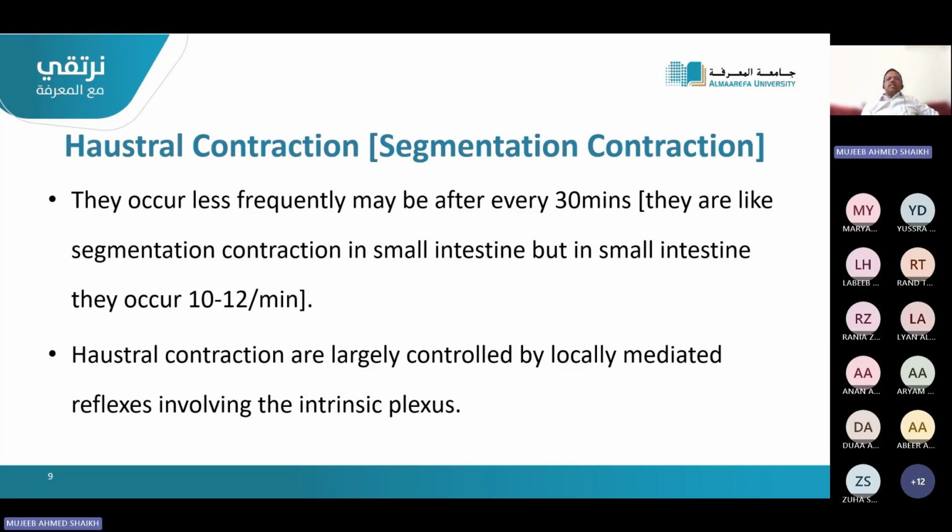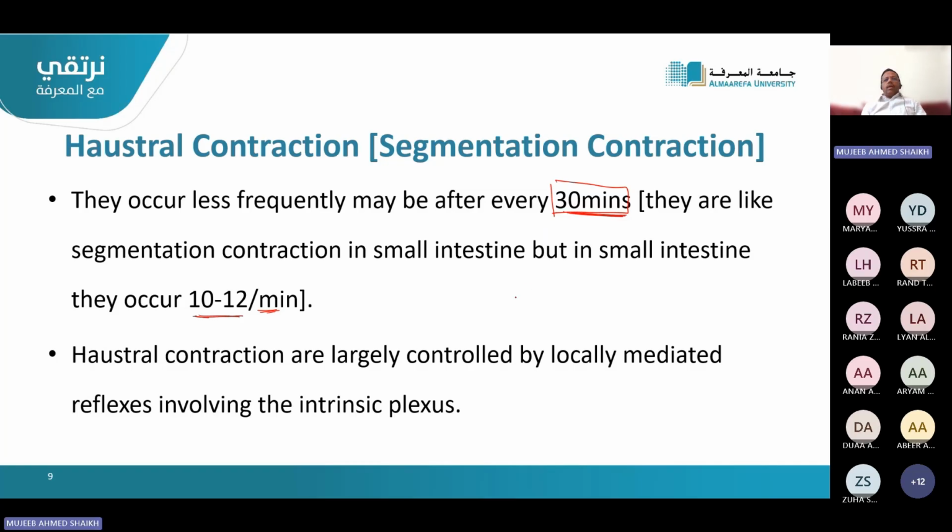The frequency of haustral contractions is very slow. They occur one contraction after every half an hour, not like the contractions in the small intestine. Those occur around 9 at one place and 12 at another place, so around 10 to 12 contractions per minute in the small intestine. Here they occur one contraction in every 30 minutes, or around every half an hour.